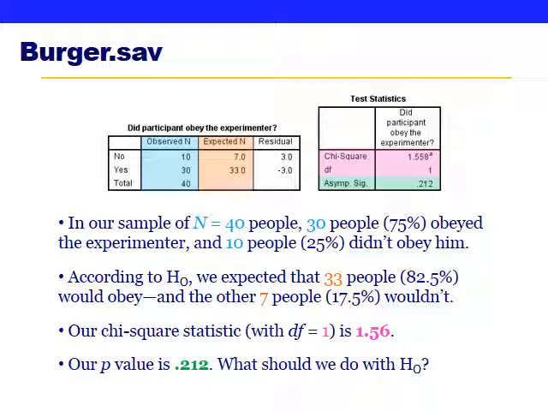Because that value is greater than 0.05, we are going to retain the null hypothesis, and our conclusion is going to be that the results of the 2009 study were not significantly different than the results of the original 1960s Milgram study. In other words, people in 2009 were equally likely to obey, not more likely, not less likely, but equally likely to obey when compared to people from 60 years ago.